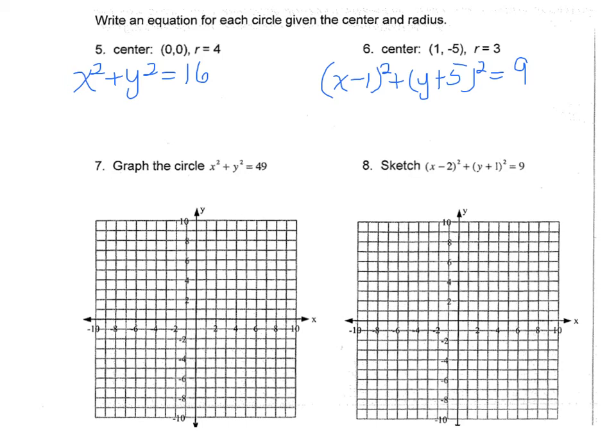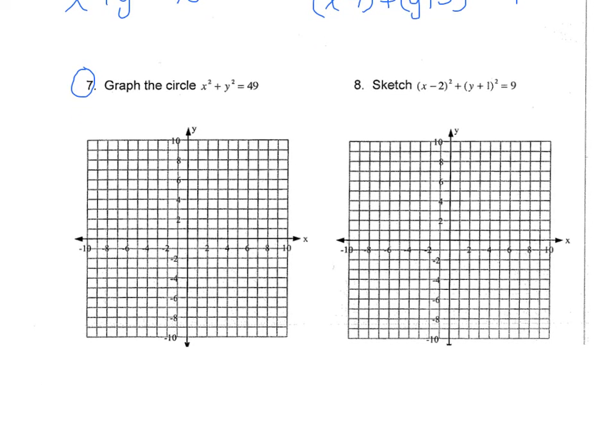We're going to save number 7 for class tomorrow because for graphing, we're going to need to look at the graphing calculator. But let's go down to number 8. They want us to sketch. And what we read on the page prior to this was that in order to sketch, we need to have the center and the radius. All right, so in this case, the center is going to be positive 2, negative 1. And my radius is going to be 3.